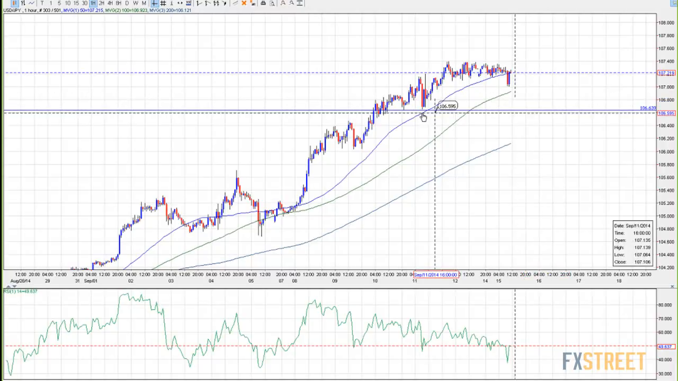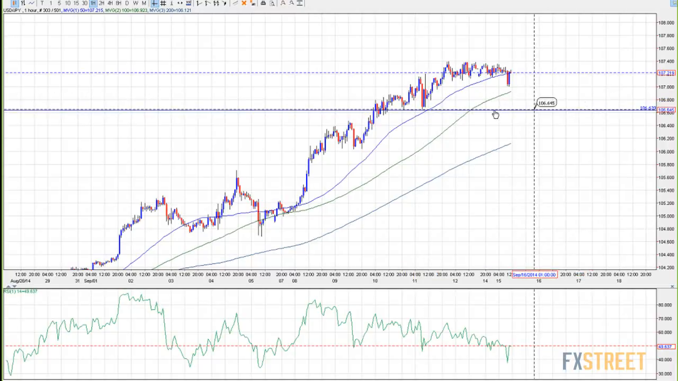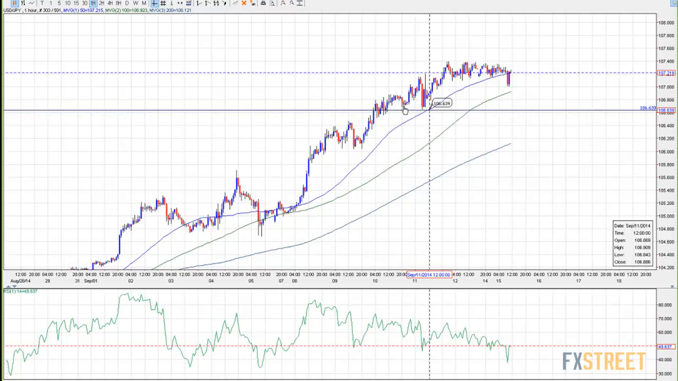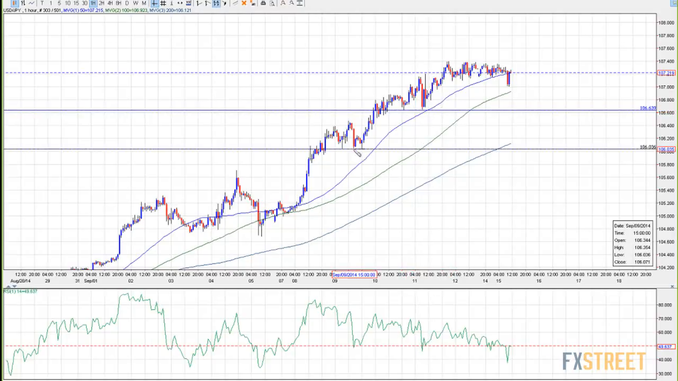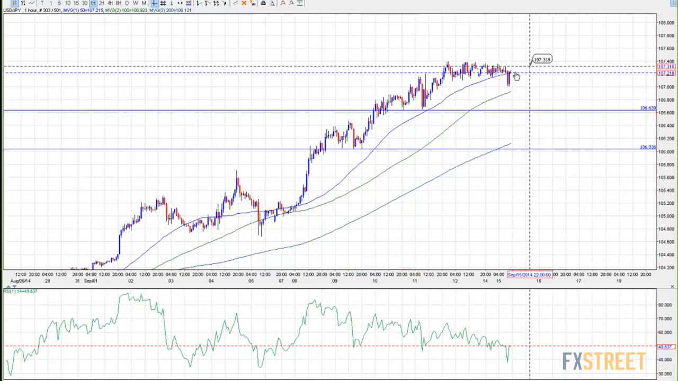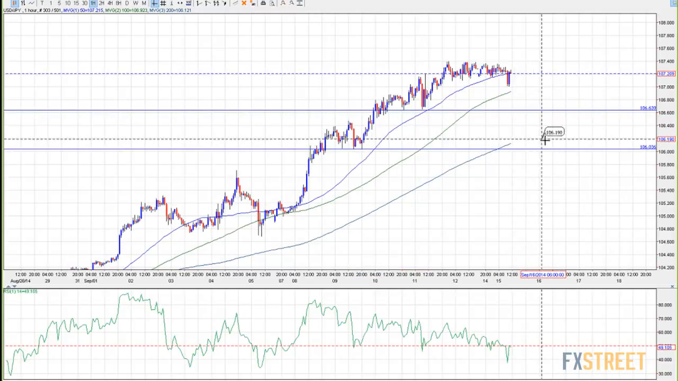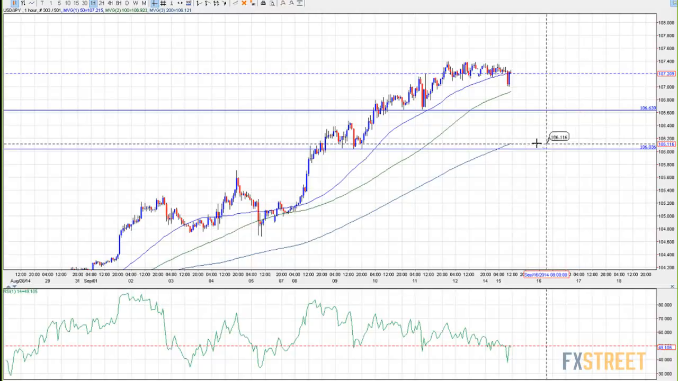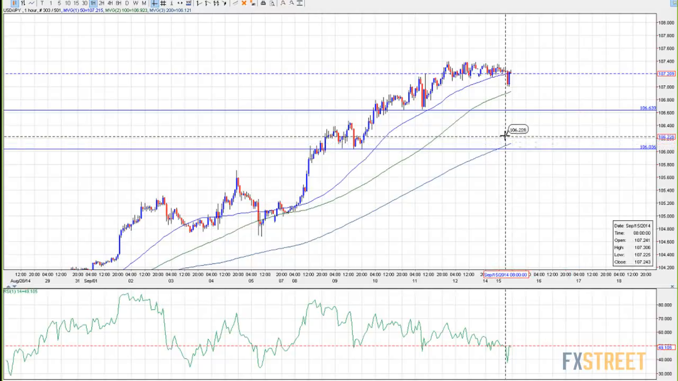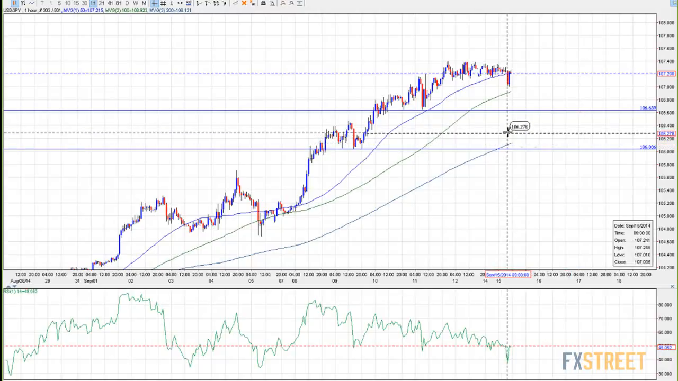So this here, 106.60, is our first support. We obviously see a second support around 106. After the FOMC meeting, if price can stay above 106, I think the US dollar Japanese yen pair is still bullish in the short term and in the medium term.